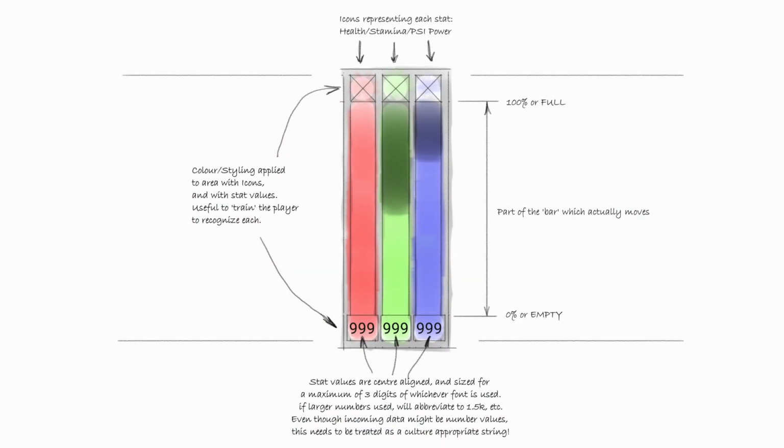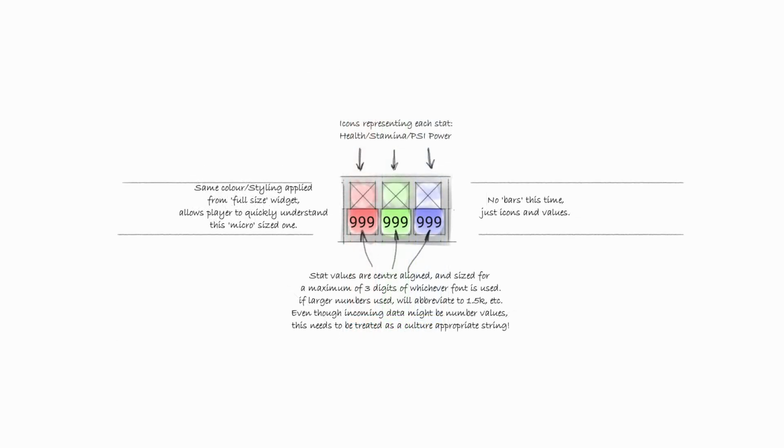Health, Stamina and Psi Power bar. Two treatments are shown for the HSP bar: a full-size, standardized version displaying the bars themselves, each with an icon depicting what the bar represents, and the actual value displayed numerically at the bottom, and a mini version where only the icons and the values are shown.